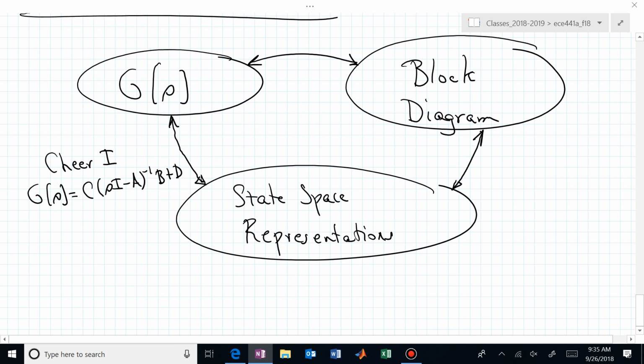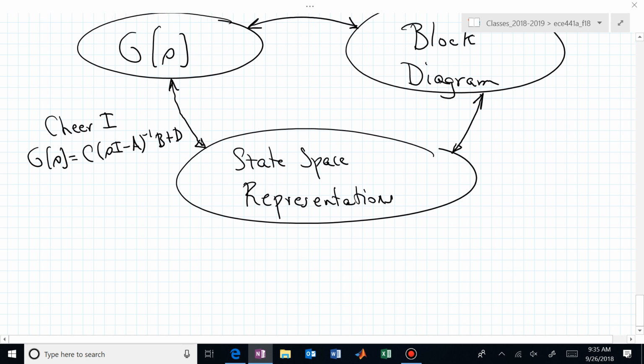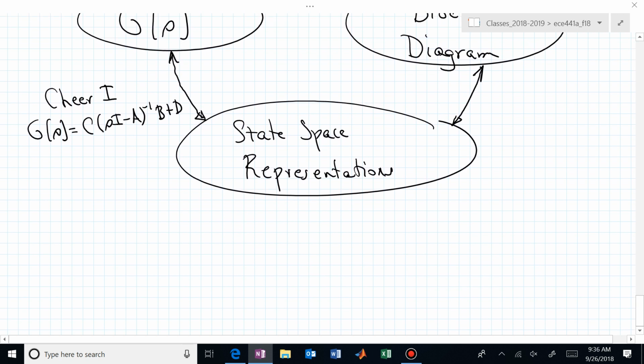And implicit in this diagram is frequency domain and time domain information. Buried in there, your state space representation is a time domain description. Your block diagram could be all integrators, it could be 1 over S expressions in those integrator blocks. G of S is in the frequency domain. What we want to do now is make that connection between time domain and frequency domain even more, or strengthen it even more.